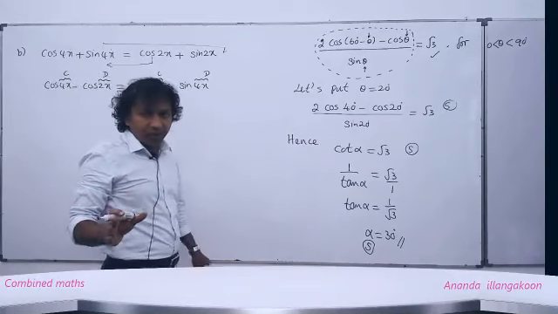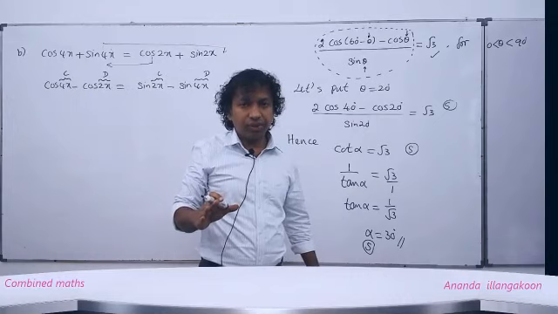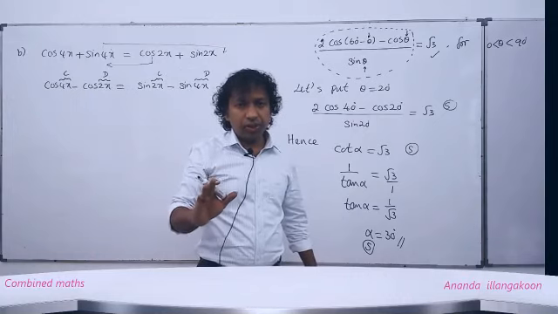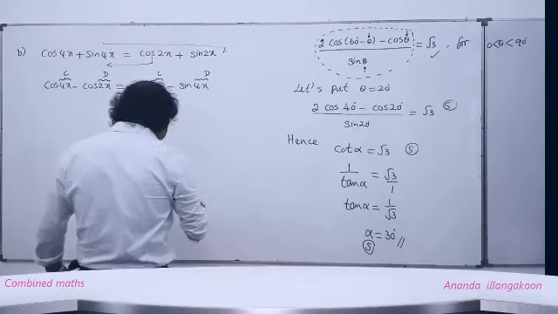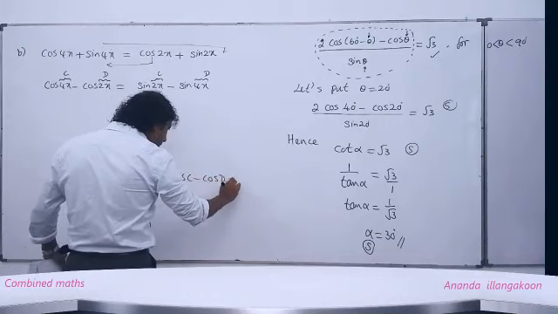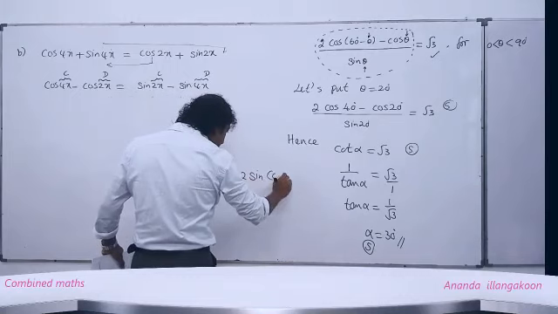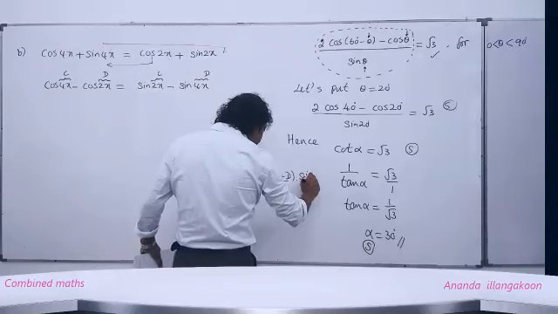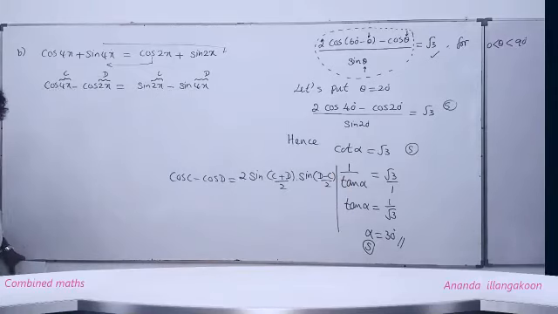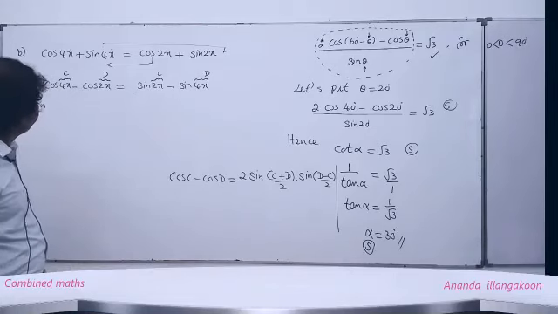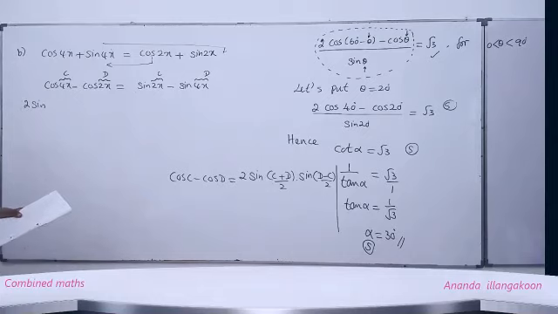Apply here cos C minus cos D. People, can you remember the cos C minus cos D formula? Cos C minus cos D is what? 2 sine of C plus D by 2, sine of D minus C by 2, no? Two sine C plus D divided by 2, sine D minus C divided by 2. Okay, apply that here. 2 sine, first add these angles, 4x and 2x. Right, people? 4x and 2x is 6x. That should be divided by 2, then 3x.